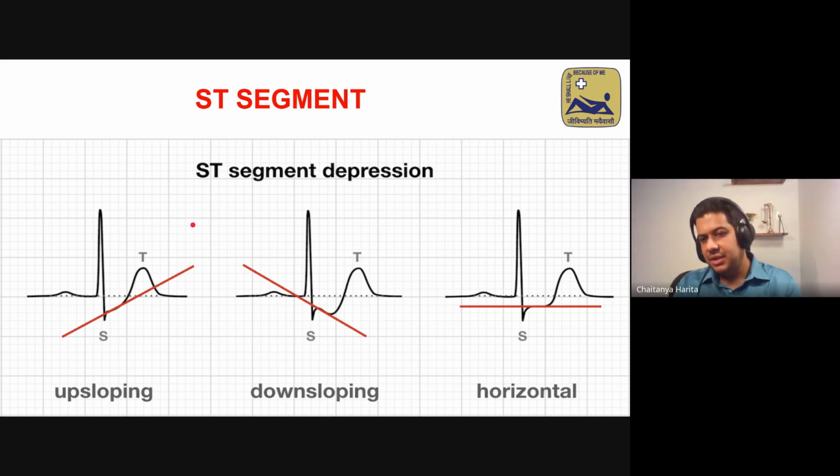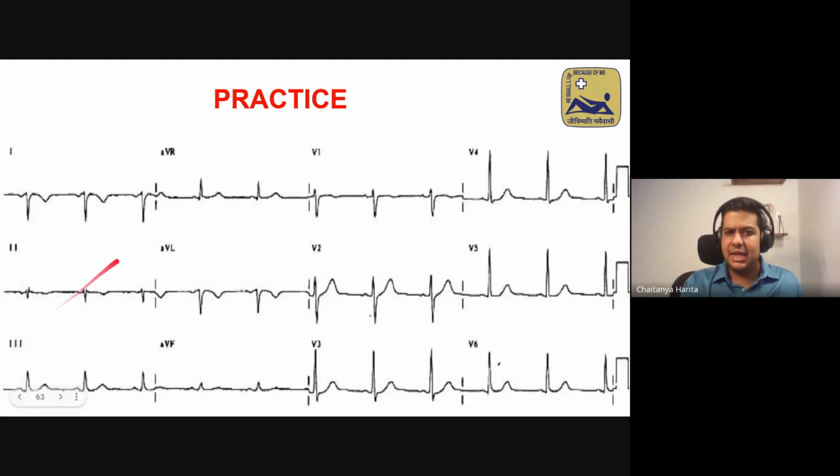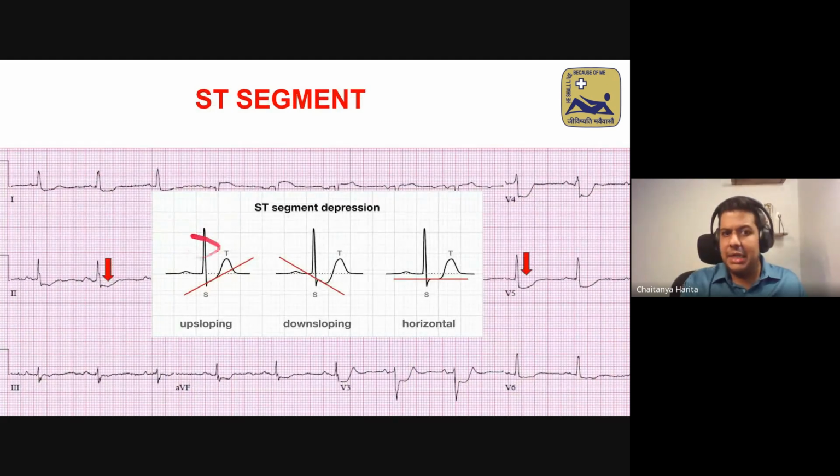ST segment depression. ST segment depression means that the ST segment, which is supposed to be at the dotted line, has come down. It can be upsloping, it can be downsloping, it can be horizontal. Okay. Now, if you see an actual ECG, this is how it looks. So this is ST depression, classically seen in 2, 3, aVF. This is classically horizontal ST depression. The next slide shows classical ST segment depressions.